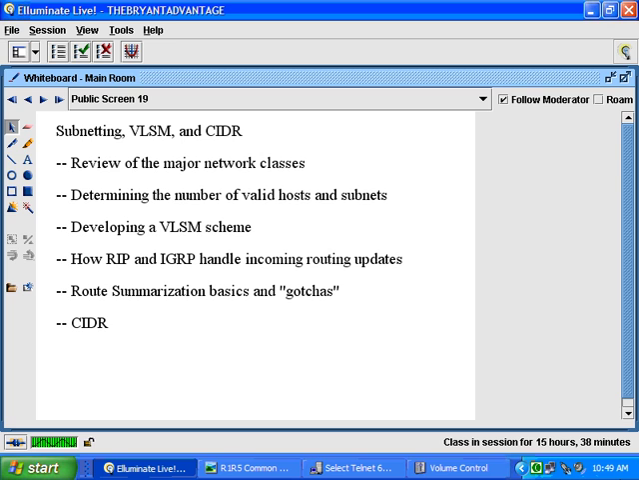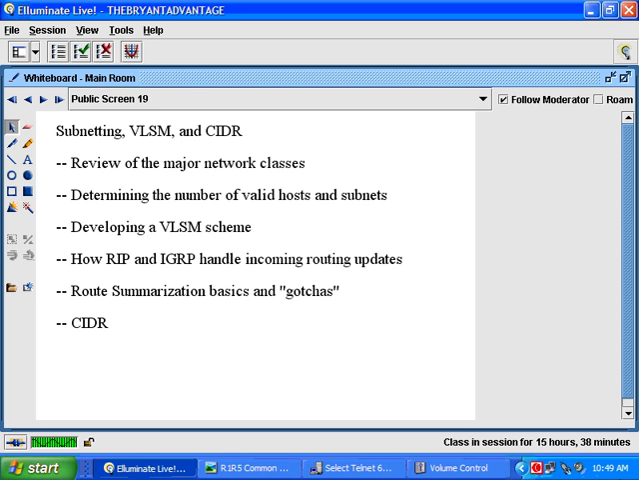Then we're going to go into a short discussion about how RIP and IGRP handle incoming routing updates. I like to call this part more than you ever wanted to know about RIP version 1 and IGRP. And you may have thought you left those behind, but not quite. Cisco would like you to know a little more about that for your CCNP.